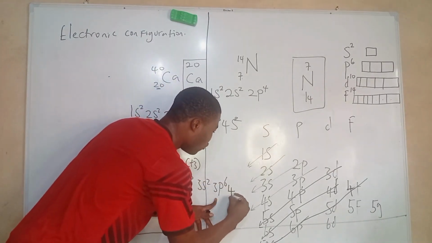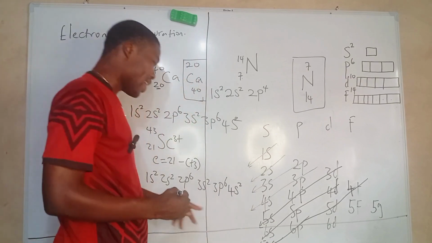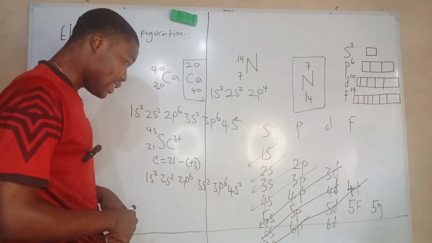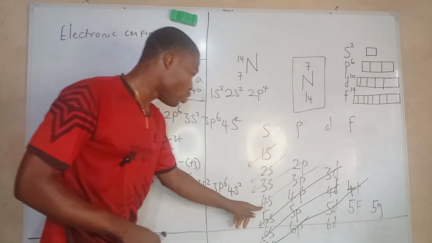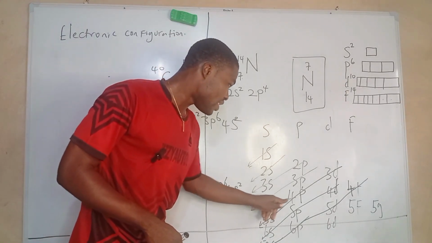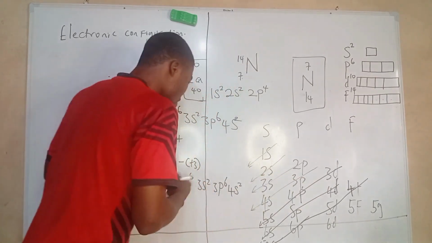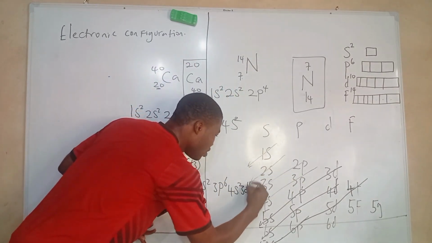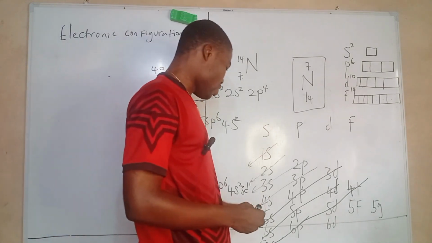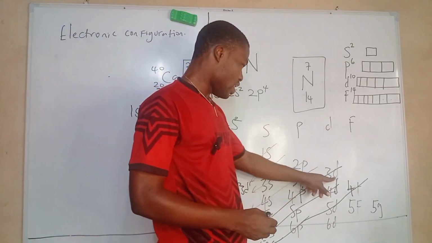Next, we are going to go to 4s2, making it 20. Yes, 20. It's going to be 21. After 4s2, we move to 3d. We are going to 3d1. Yes, after 4s, there's no other one. Move to the next row, 3d.